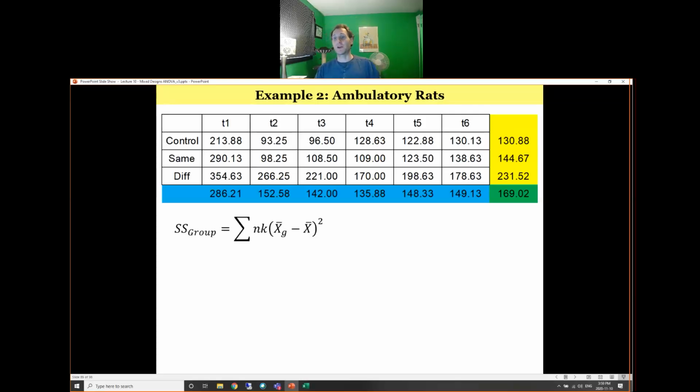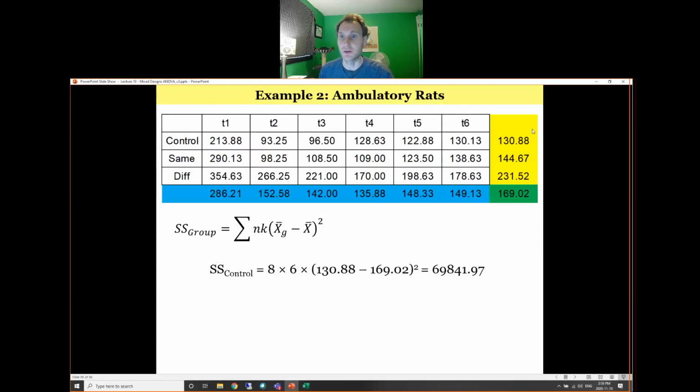So we've done our between subject sums of squares and our within subject sums of squares. Now we need to start partitioning that variance further. We'll start by partitioning the between subject sums of squares into group and error. To do that, we need to compute our group sums of squares: each group's mean, x bar g, minus the grand mean, squared, times the number of observations that make up that group mean. In this case, n times k.